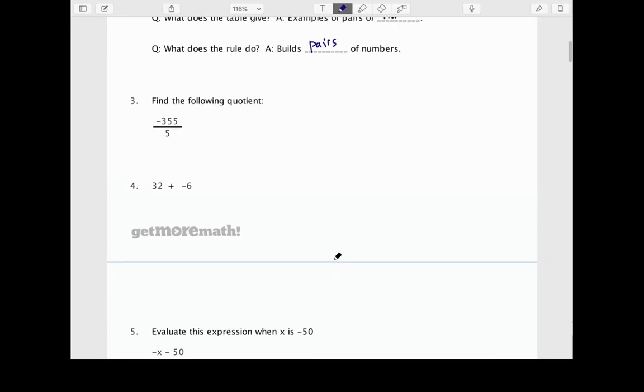So it's all integer stuff. What you're going to need to remember is that for multiply and divide, if it's the same sign, the result is going to equal a positive. If it's different signs, it's going to equal a negative. And so you're just doing some examples of that.